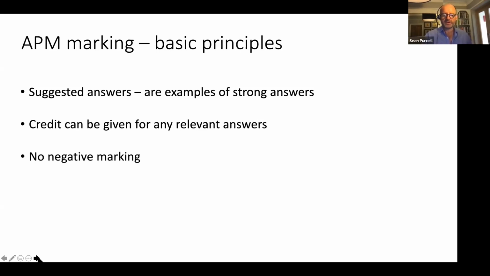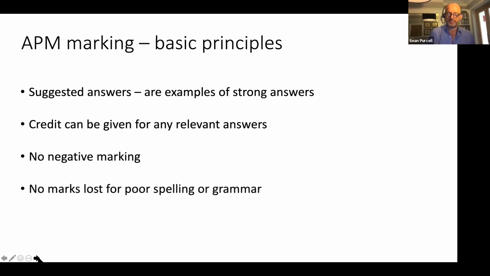There's no negative marking, okay? Obviously, you're not going to get any minuses. There's not going to be any penalizing for spelling or grammar. But it's about the positive that we're going to focus on. So don't think there's any minus marks.